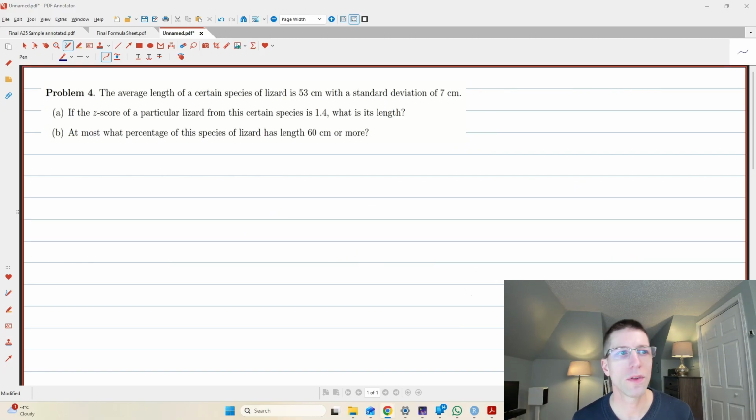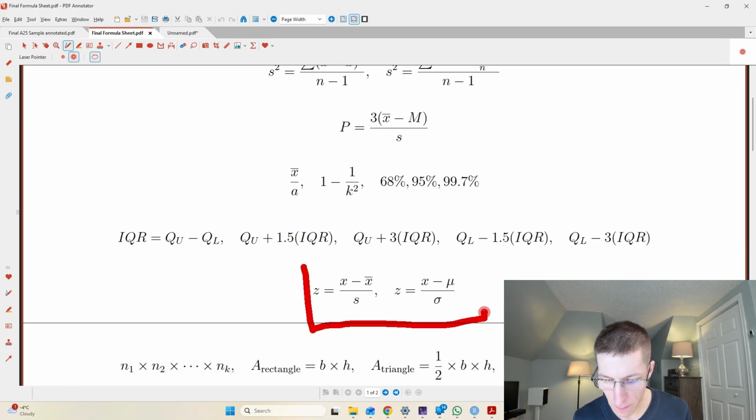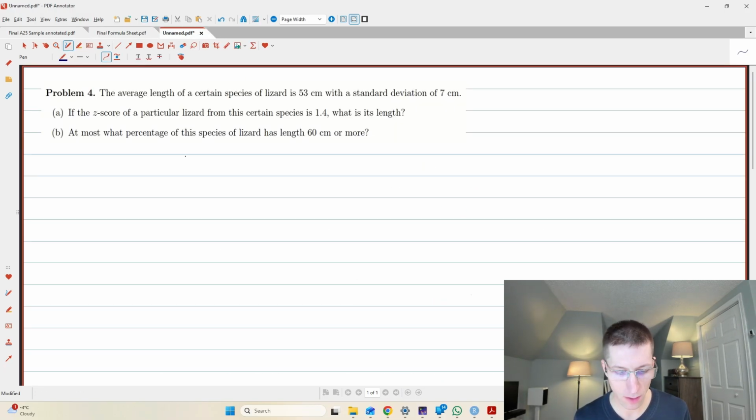So problem 4 says the average length of a certain species of lizard is 53 centimeters with a standard deviation of 7 centimeters. If the z-score of a particular lizard from this species is 1.4, what is its length? So if we look at the formula sheet, we have a couple formulas for z. So you could use either. I'm going to opt for this one because this is for the whole population of lizards of that species.